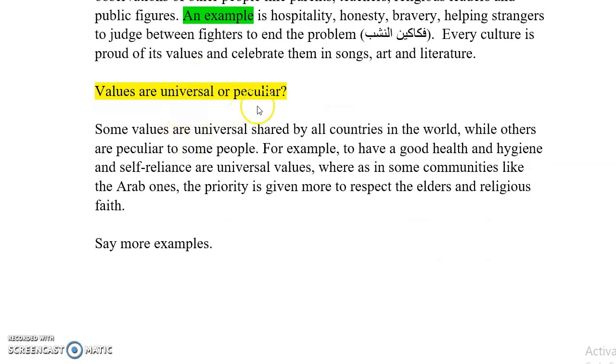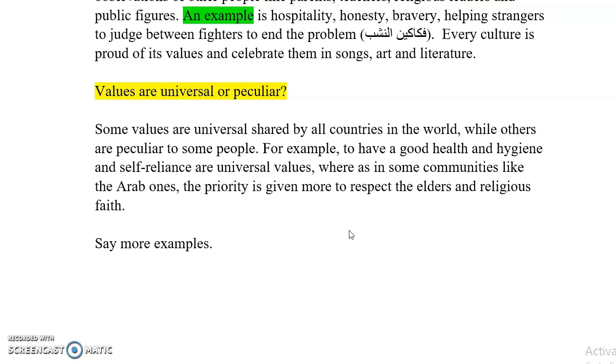Values are universal or peculiar. Some values are universal, shared by all countries in the world, while others are not universal. For example, good health and hygiene and self-reliance are universal values. No community in the world denies that having good health is a value. It is a value in all countries in the world that hygiene is a must.